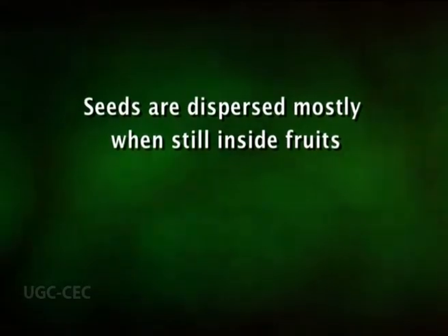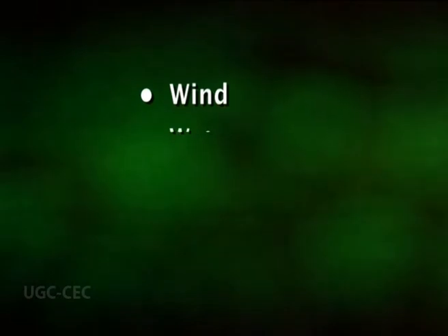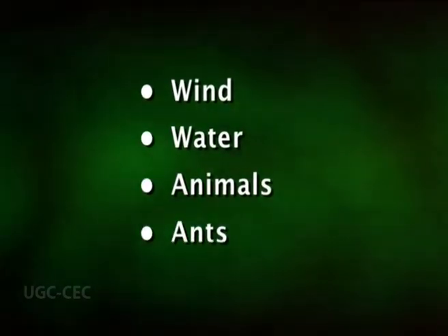Now we will talk briefly about seed dispersal. The fundamental purpose of a seed is to serve as a means of reproduction in plants. However, since higher plants lack locomotion, seed dispersal assumes a special significance. Seeds represent an excellent means of dispersal of plants to far off places. Seeds are dispersed mostly when still inside fruits. However, some seeds aid in their own dispersal. Different agencies are involved in seed dispersal. These include wind, water, animals, ants, etc.